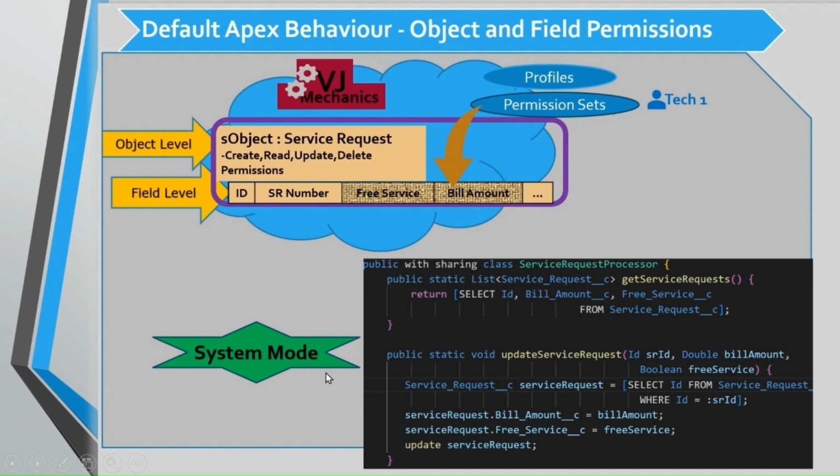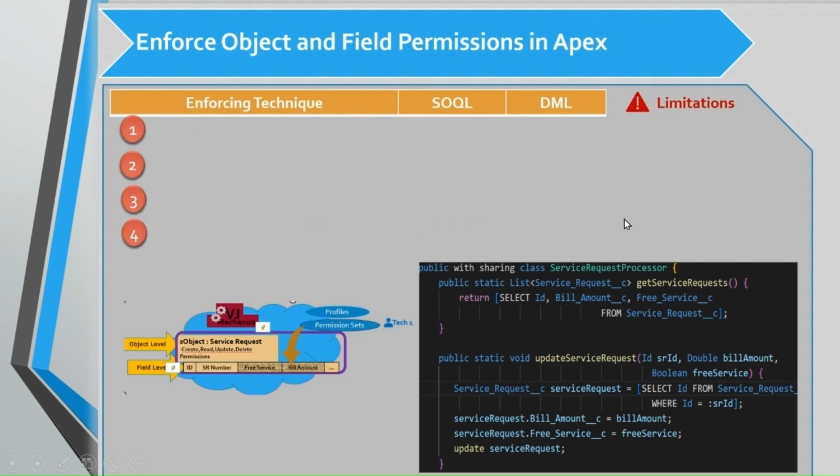But because of this Apex default behavior, that is running in a system mode, we have a problem here. Though Tech1 user does not have access to the free service and bill amount, now he is able to see the free service and bill amount values. In such cases, it is developer's responsibility to enforce the field level and object level security on the custom Apex. For this, we have 4 enforcing techniques.